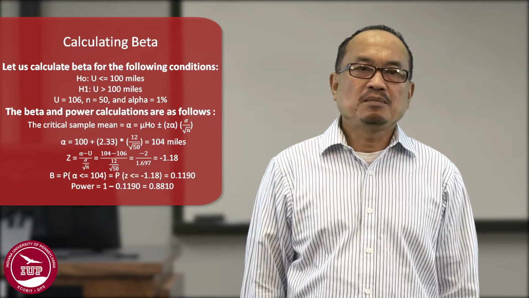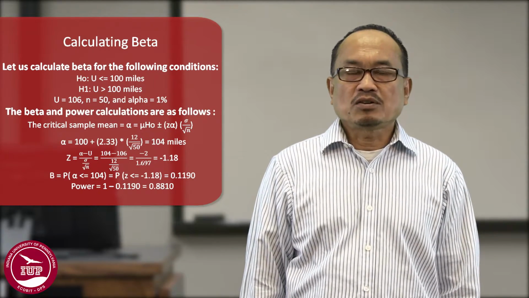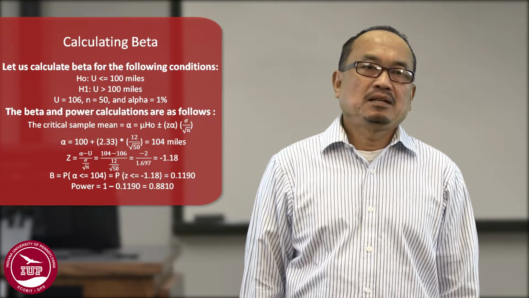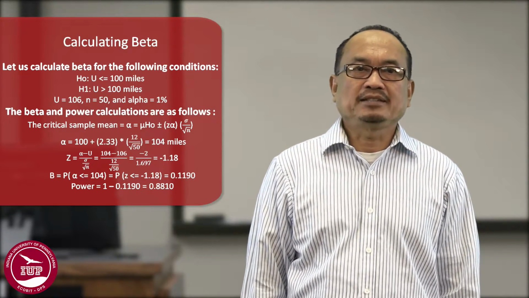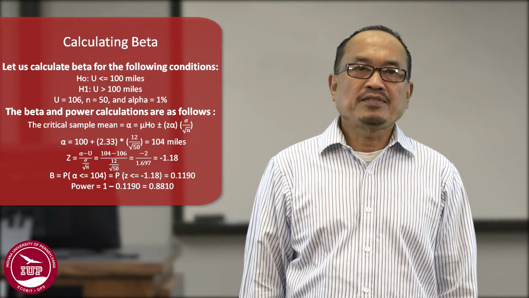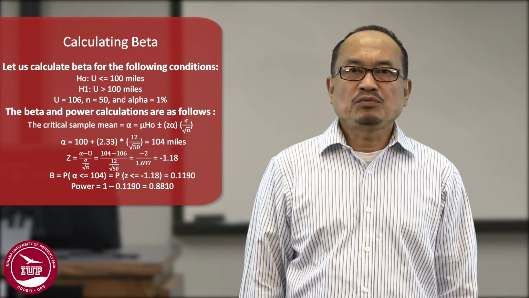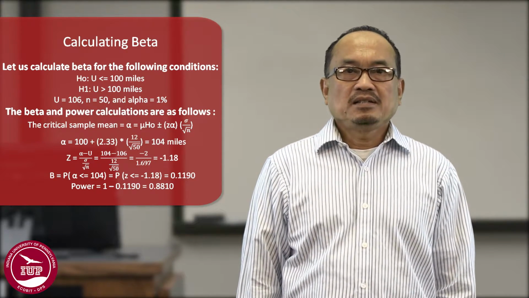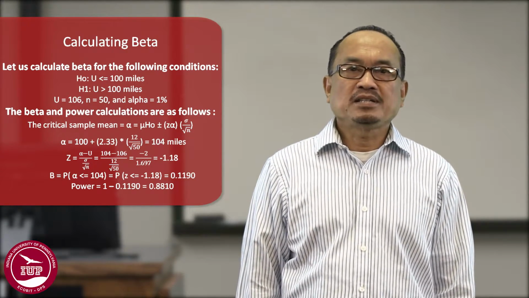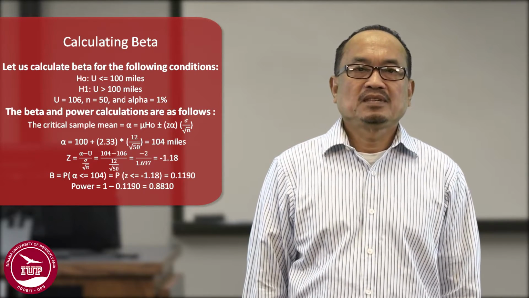Null hypothesis, mu less than or equal to 100 miles. Alternative hypothesis, mu greater than 100 miles. Mu is equal to 106, n equal to 50, and alpha equal to 1%. The beta and power calculation are as follows.